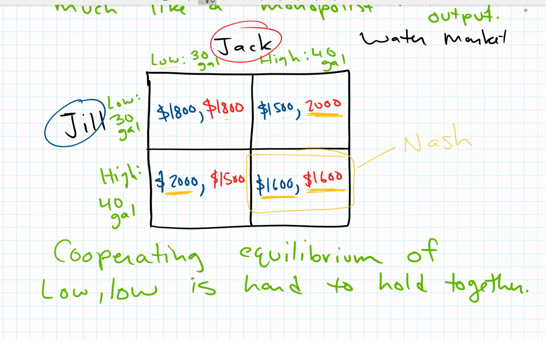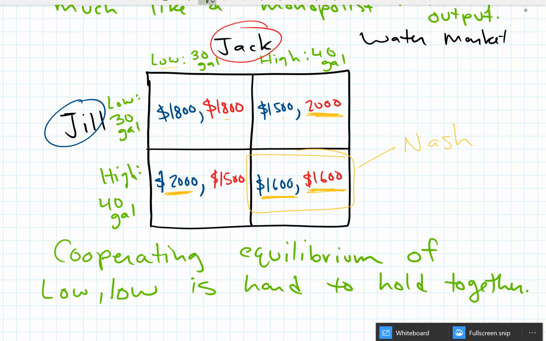The cooperating equilibrium of low is hard to hold together, and the reason is, let's suppose you say, okay, let's both not bring much, let's both produce low today so we can make more money. I say, great. And then what are you going to think? You're going to think, okay, they're producing low, so now I'm going to go high. This is the basic idea. They're producing low, so I'm going to go high.